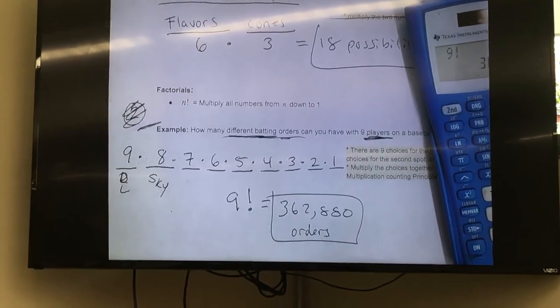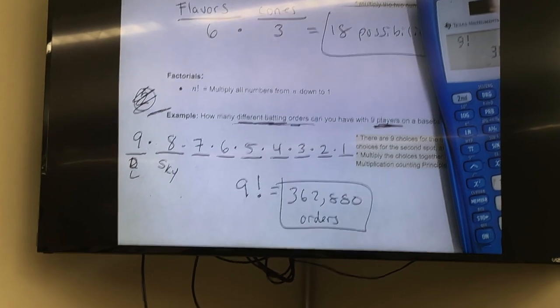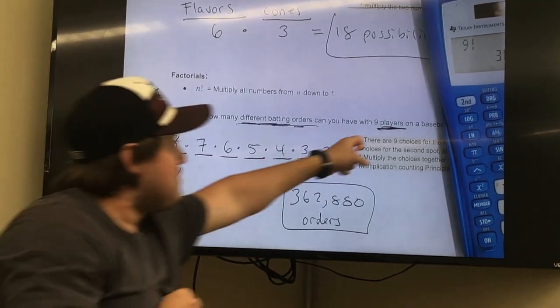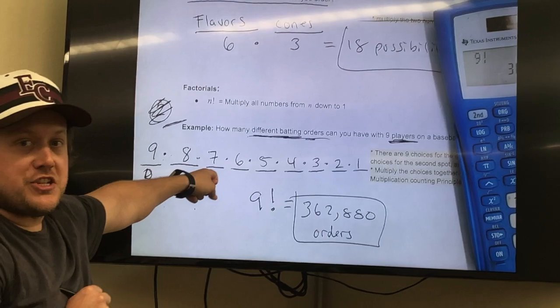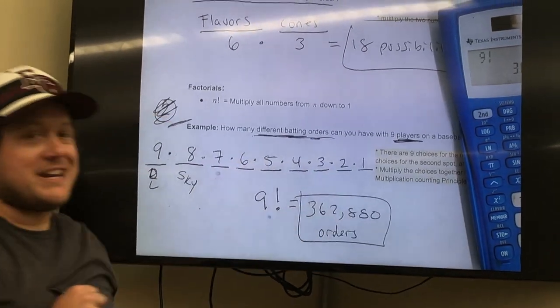That is a ton of different batting orders that can be made. Wow. Okay? So, again, that was 9 players with 9 positions to put in an order, so we use 9 factorial.